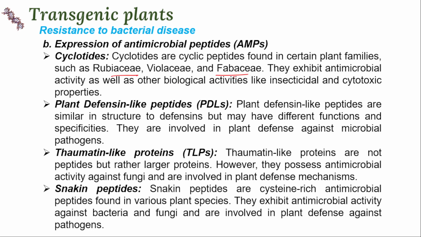So these chemicals are mainly specific to some families of plants. Even some plant defensin-like proteins mimic a defensin, but the composition is different, and they are secreted from different plants and also have antibacterial activity. And thaumatin-like proteins are chemicals mainly larger than the defensins, produced from different types of orchid plants. And snakin peptides are also there. They are also antimicrobial peptides, cysteine-rich antimicrobial peptides, mainly produced from plants, that work against fungal and bacterial infections here.